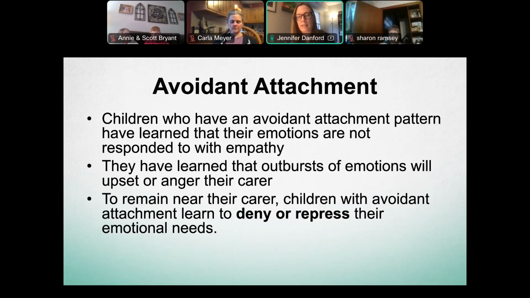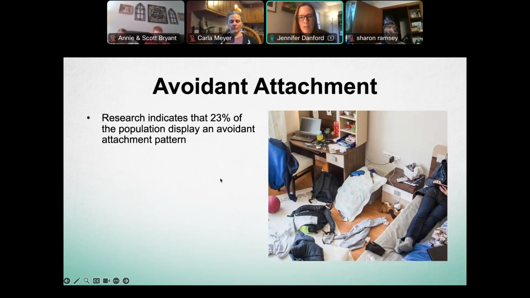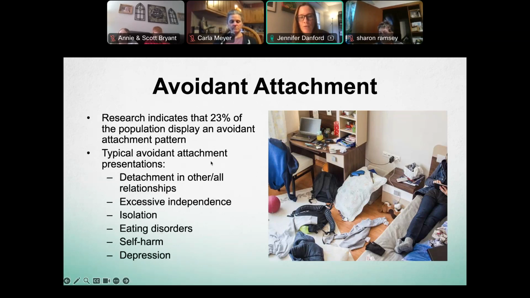So in order to keep that attachment safe, kids with this avoidant attachment deny or repress their emotional needs. They would rather not have those outbursts or emotions and still have some sort of perceived attachment with their caregiver. So this falls into the flight strategy. If we talk about fight, flight, or freeze, this is a flight strategy. Out of the normal population, 23% of the population has this kind of pattern. If you see some of these things, it could be avoidant attachment.